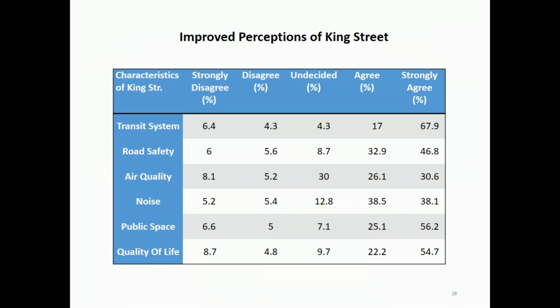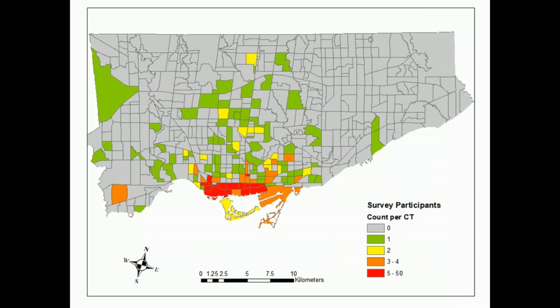For all characteristics of King Street, 50% and more agree or strongly agree that there is improvement, with a higher percent of strong agreement for the transit system, followed by public space. But here we could see that more than 50% of participants responded agree and strongly agree to improved air quality and noise, which answers our objectives, if you remember from earlier in the presentation. And I will leave it here to Tor to talk more about the multivariate analysis.